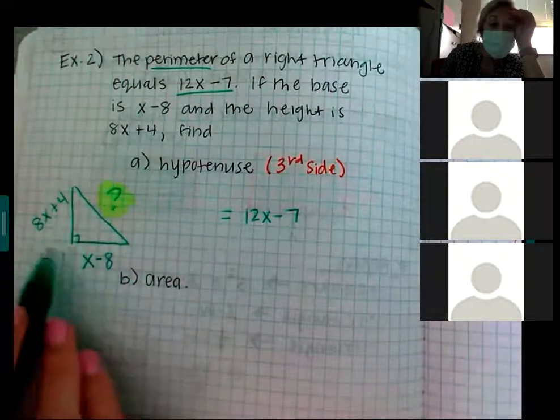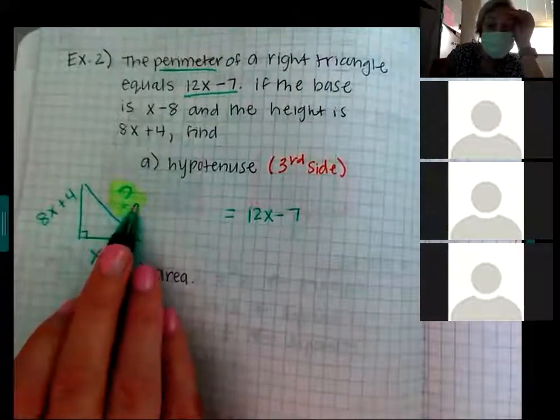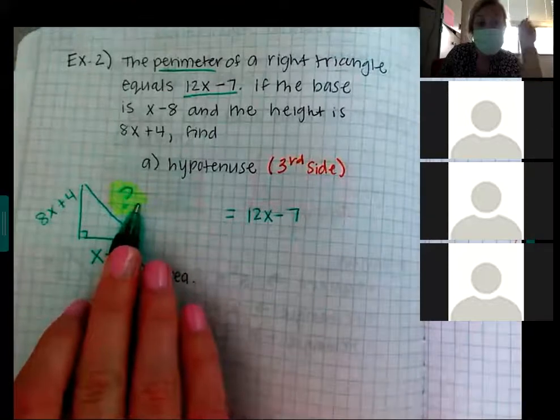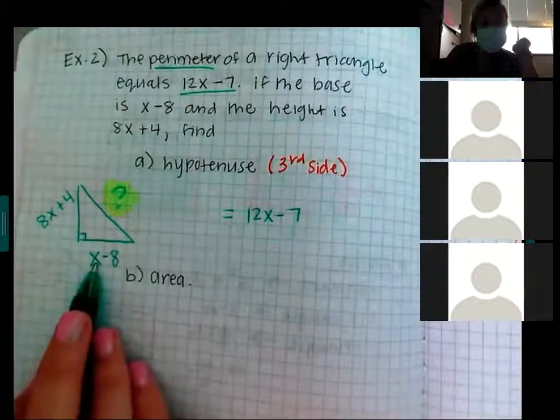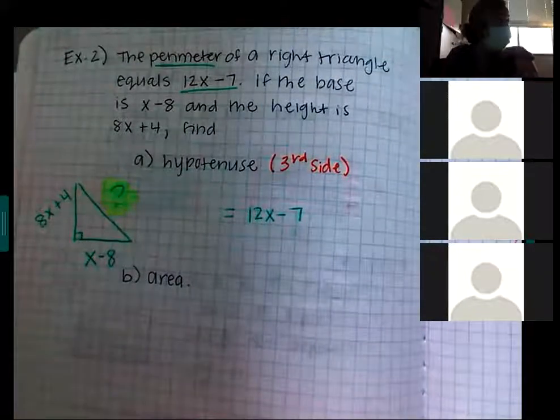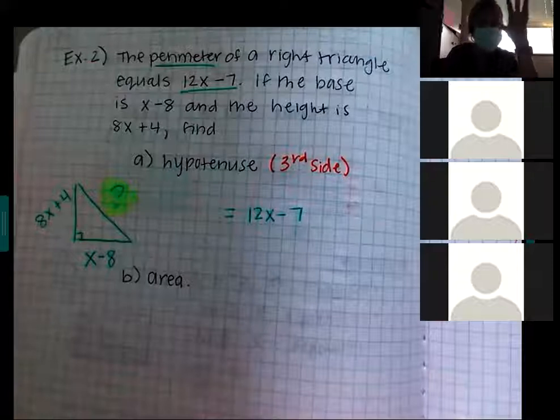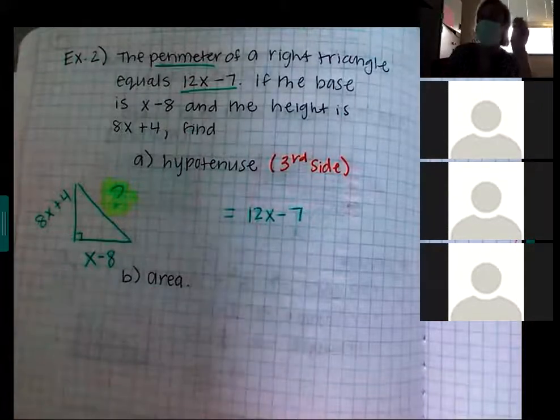If you add all 3 sides, it should equal 12x minus 7. Well, we're missing the third one. So what they just said in class was, couldn't you add these and then take it away to figure out what's missing? Yes, exactly. That's how you're going to find the third side. So everybody just watch. Perimeter means add all the sides.